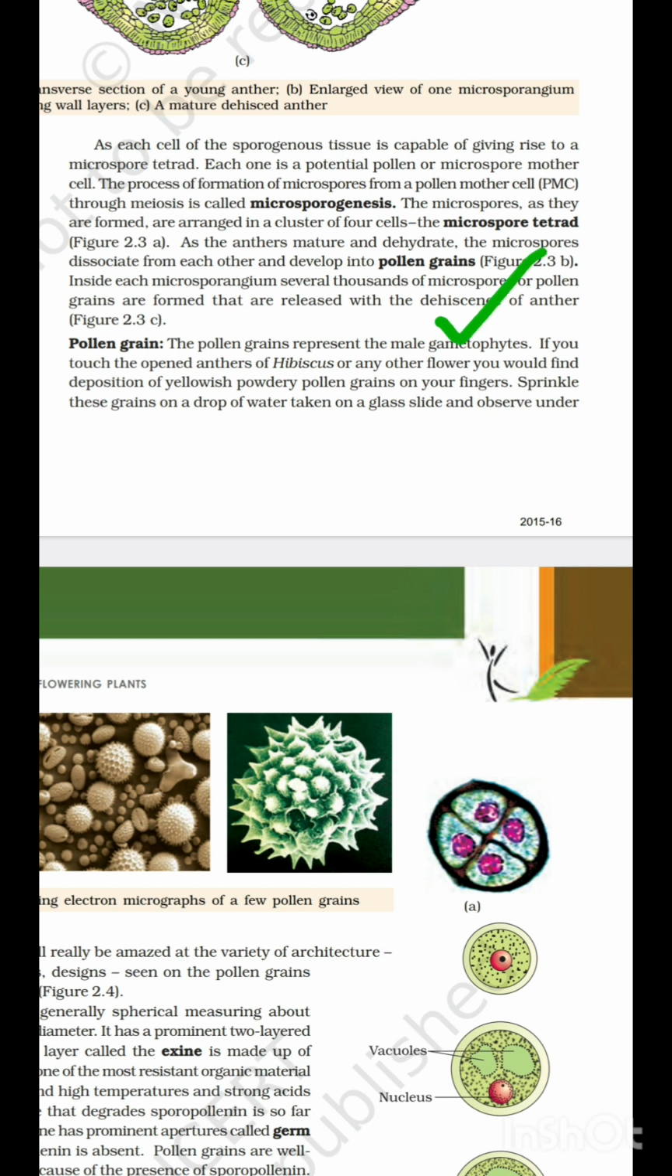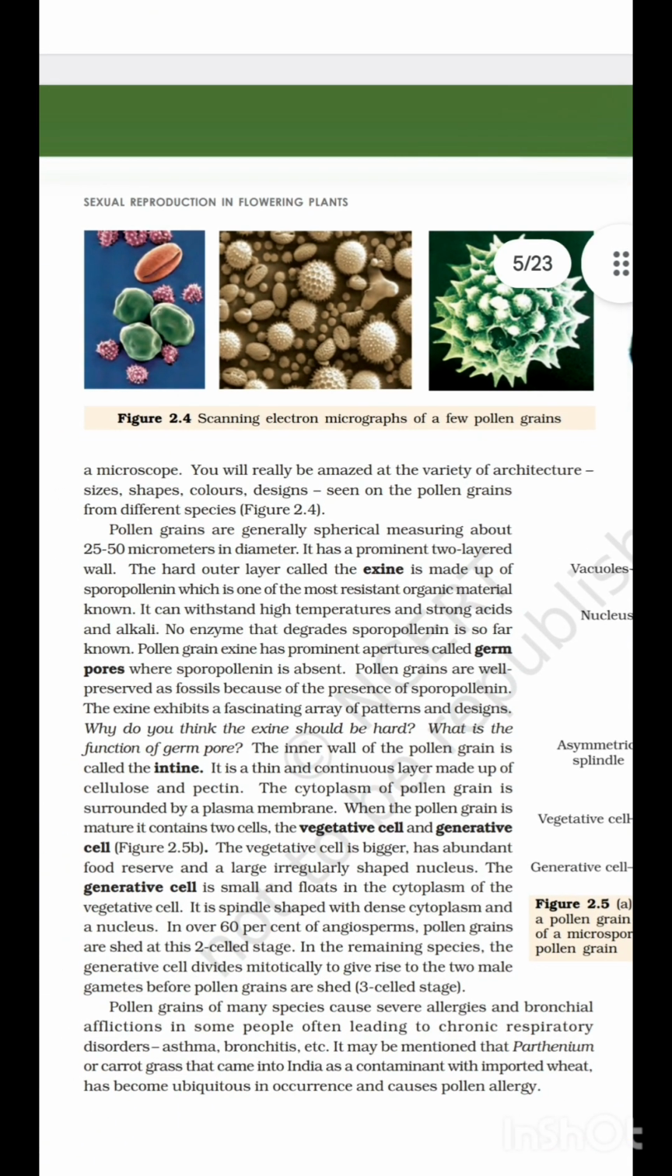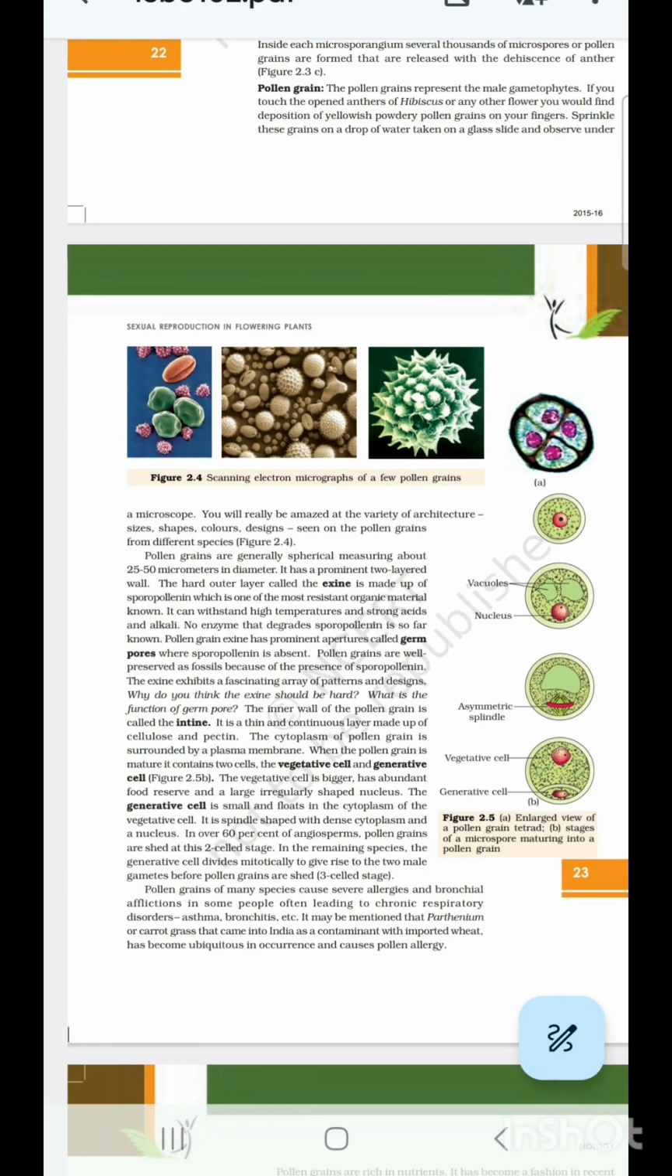If you touch the opened anthers of hibiscus or any other flower, you would find deposition of yellowish powdery pollen grains on your finger. Sprinkle these grains on a drop of water taken on a glass slide and observe it under the microscope. You will be amazed at the variety of architecture, size, shape, color and design seen on pollen grains from different species. Then the structure of pollen grain.